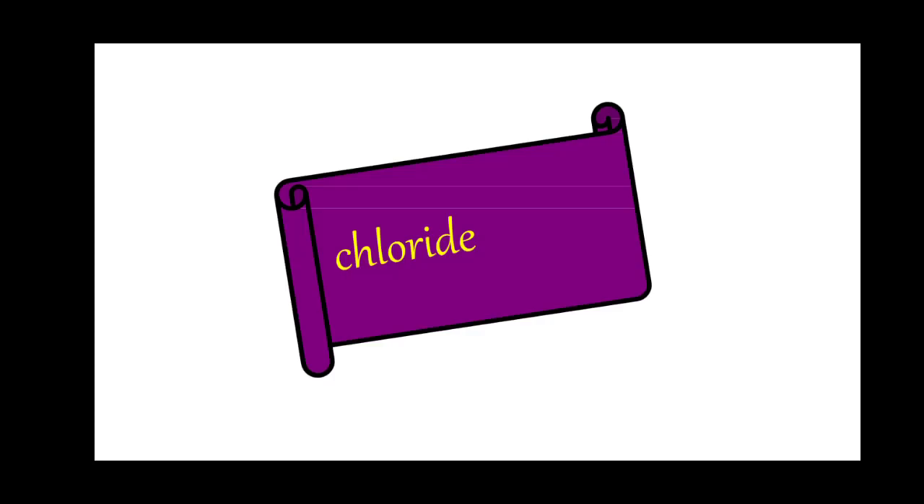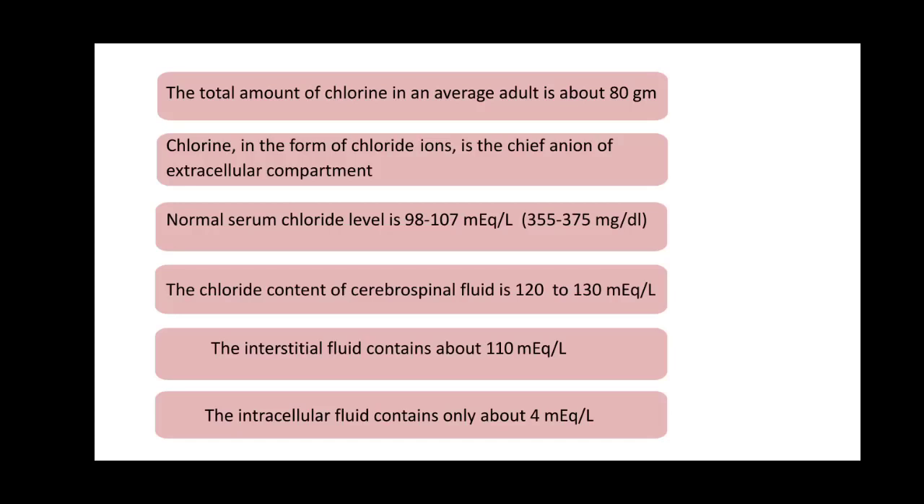So next we'll come to the chloride. The total amount of chloride in an average adult is about 80 gram. Chloride in the form of chloride ions is the chief anion of the extracellular compartment. The normal serum chloride level will be 98 to 107 milliequivalent per liter. The chloride content of the cerebrospinal fluid is 120 to 130 milliequivalent per liter, and the interstitial fluid contains about 110 milliequivalent per liter.